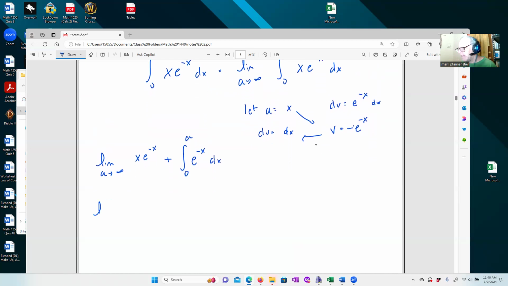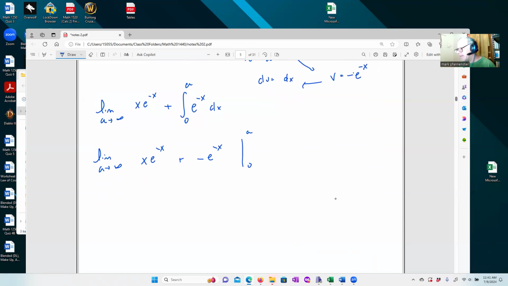So we're going to say the limit as a goes off to infinity. Actually, when I do these myself, I make sure everything hits on the left-hand side, so I can just recopy this limit as often as I need it, so I don't forget to put it in there. So we have x e to the negative x plus, we go ahead and integrate this, we just get negative e to the negative x, and we're going from 0 to a.